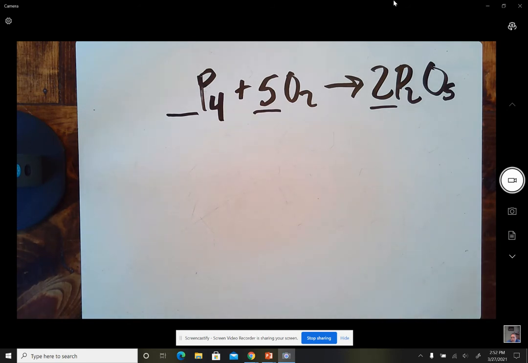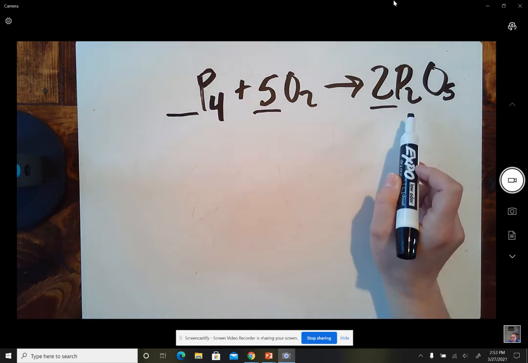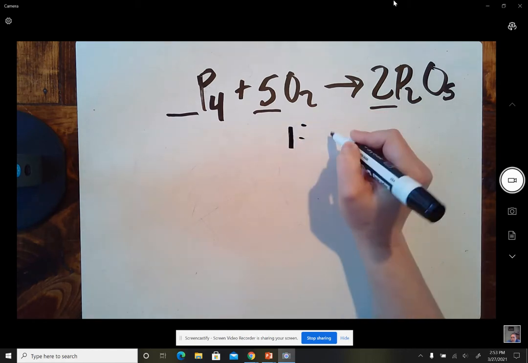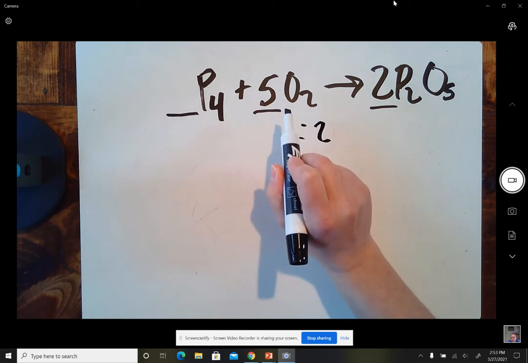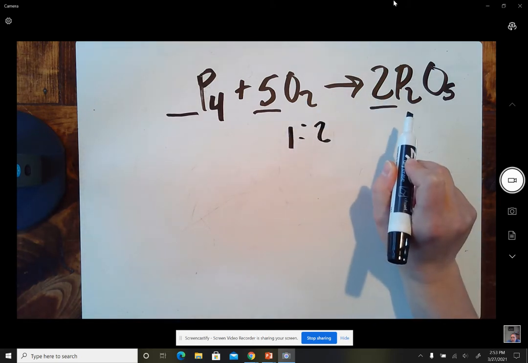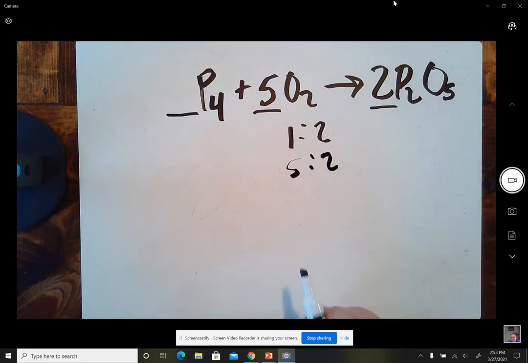So if I looked at this and I looked at what I just told you, 1 mole of P4 reacting to produce 2 moles of P2O5, I would say that is a 1-to-2 ratio. If I looked at the moles of oxygen reacting to produce the moles of P2O5, it would be a 5-to-2 ratio. I'm getting these numbers from the coefficients. So the coefficients from our balanced equation give us the ratios between the moles of one substance to the moles of the other. We call this the mole ratio.